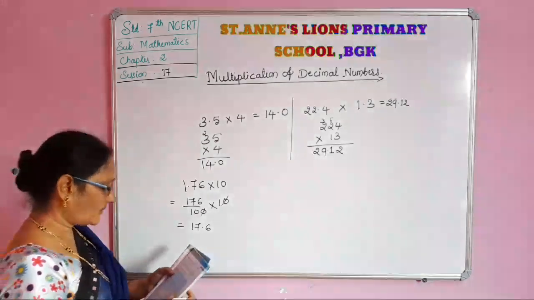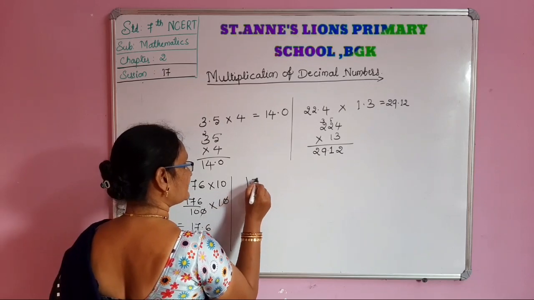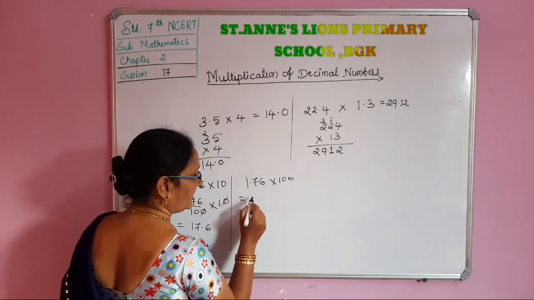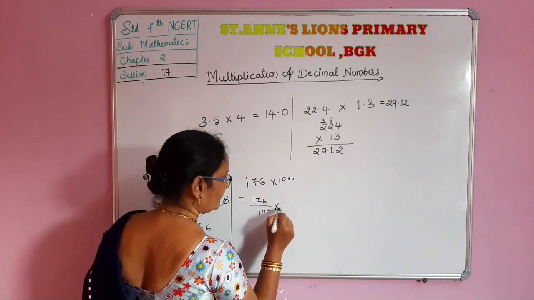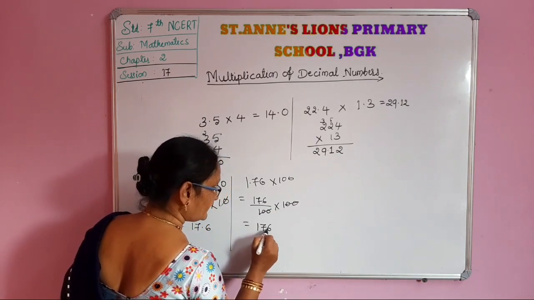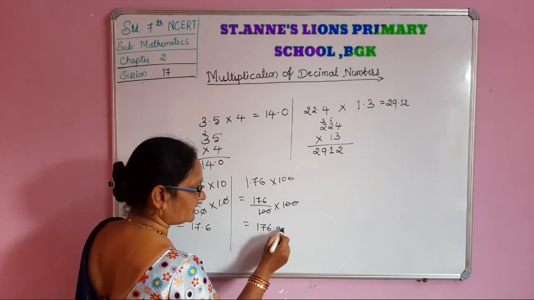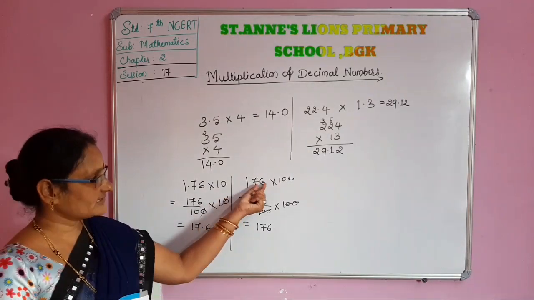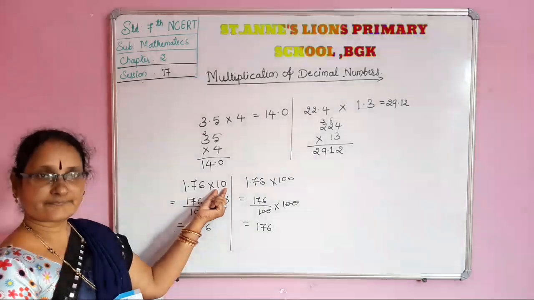Like this, one more example I will take the same way. 1.76 into 100 I will make. Now see, 1.76 means 176 by 100, into 100. Both cancelled. The answer is 176 only. This means 176.00, so we write it as 176.